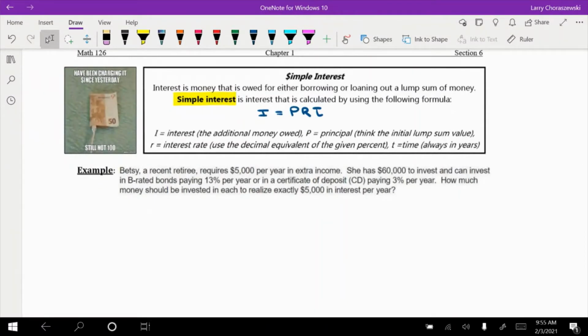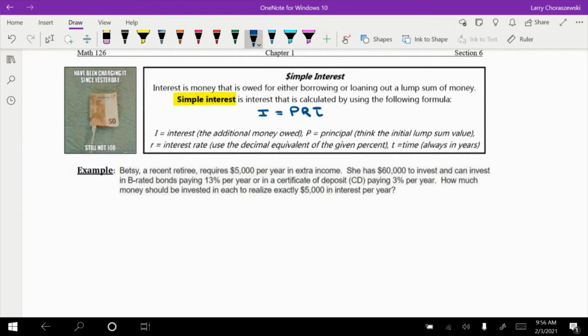There's going to be an application problem coming up in the context of an investment. We're looking at Betsy, who looks like she's a recent retiree, who would like to earn an additional $5,000 per year in income. She has $60,000 to invest and can invest in bonds, which have a rate of 13% per year, or CDs, which have a rate of 3% per year in this problem. How much money should be invested in each to get this $5,000 in interest per year?